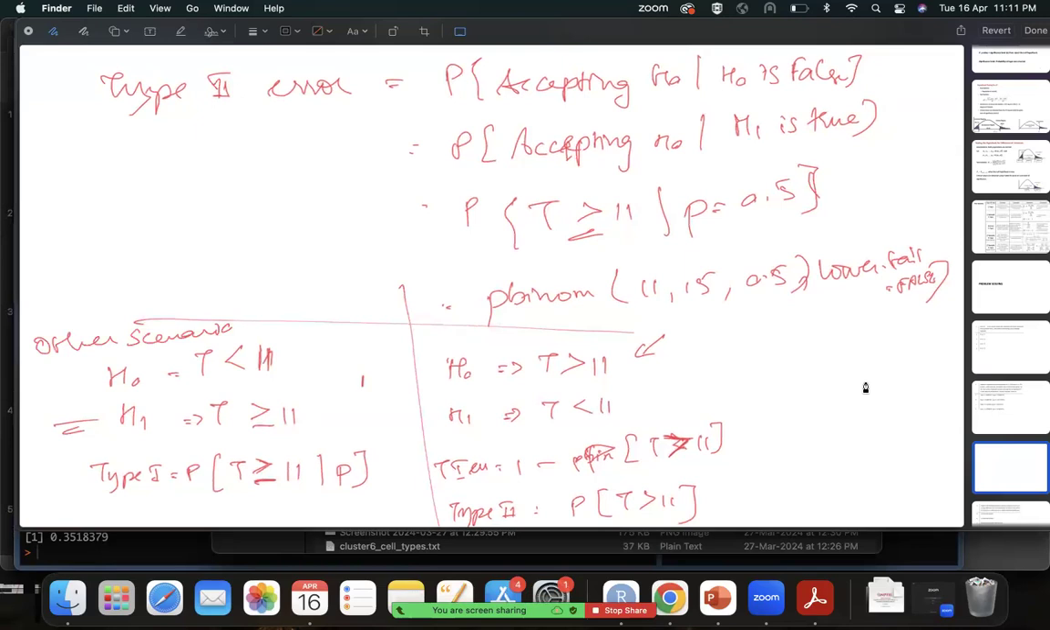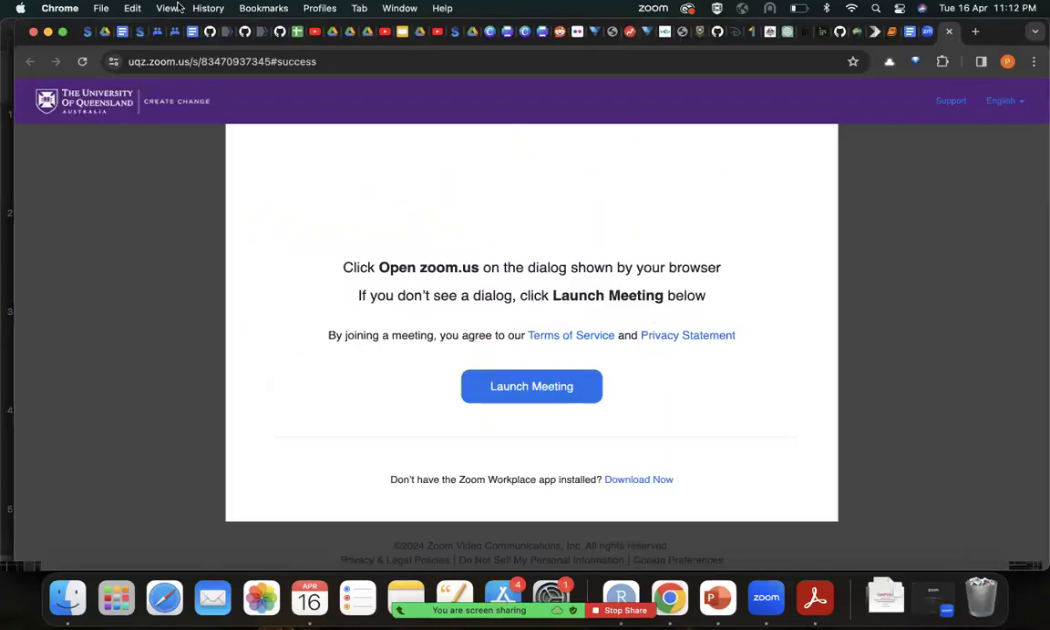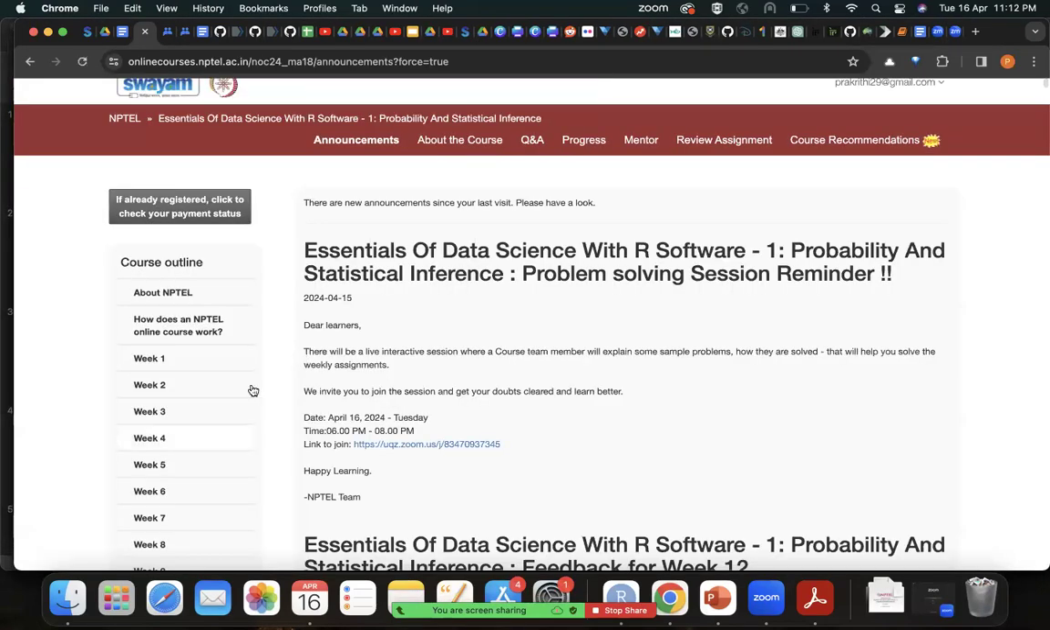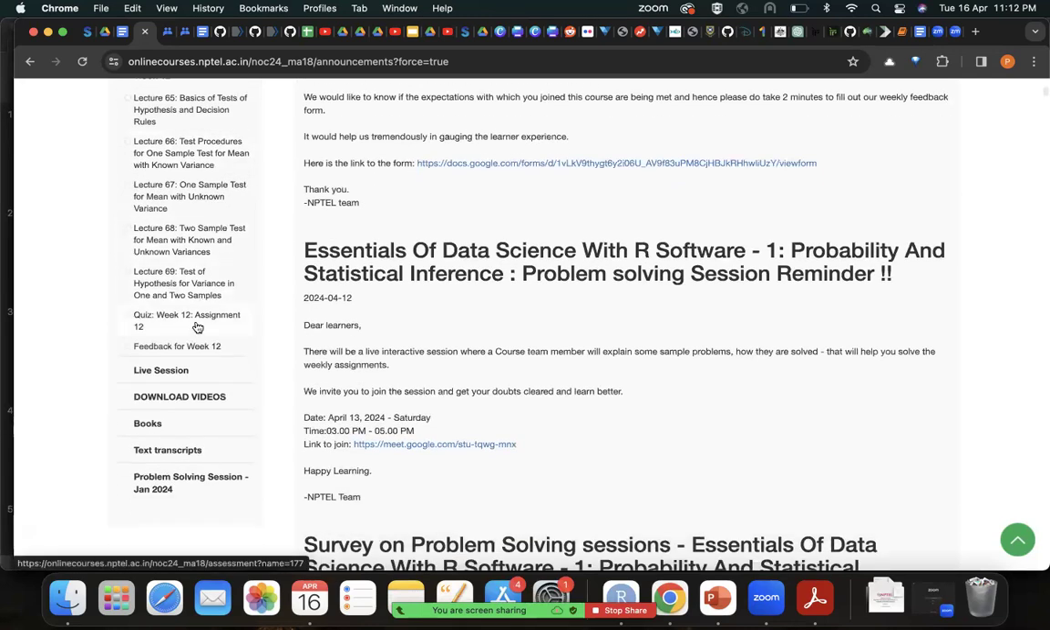So, in your given question, is this how the sign is? Or is it just greater than 11 for the alternate hypothesis? We have been given tail greater than or equal to some value. Yeah, I can just check the question. Which question is it? Week 12, second question.